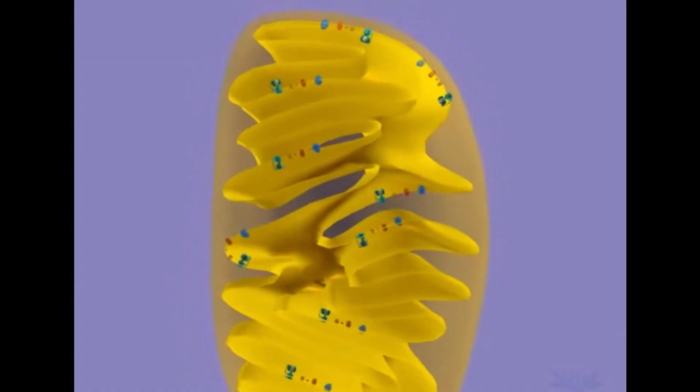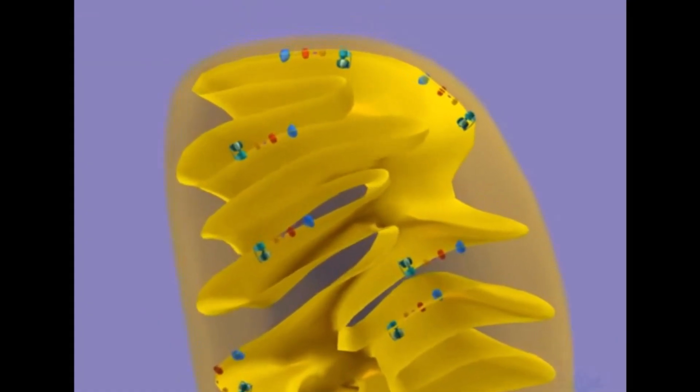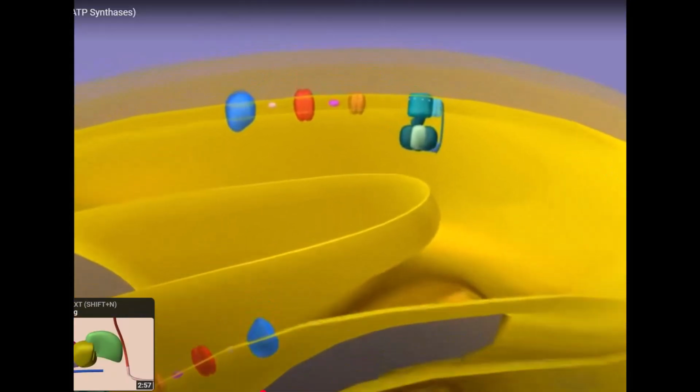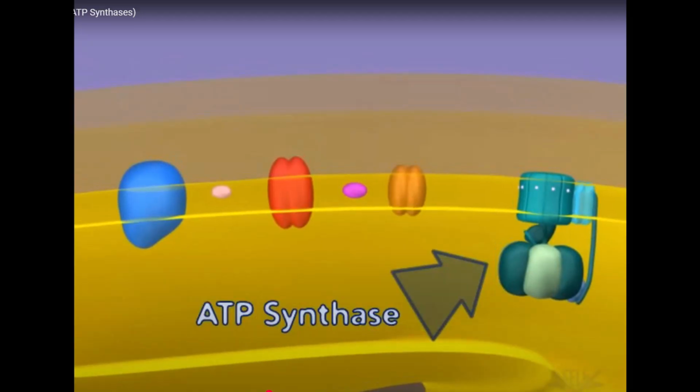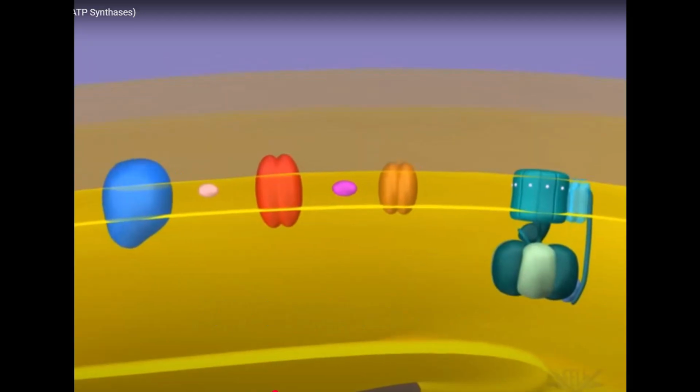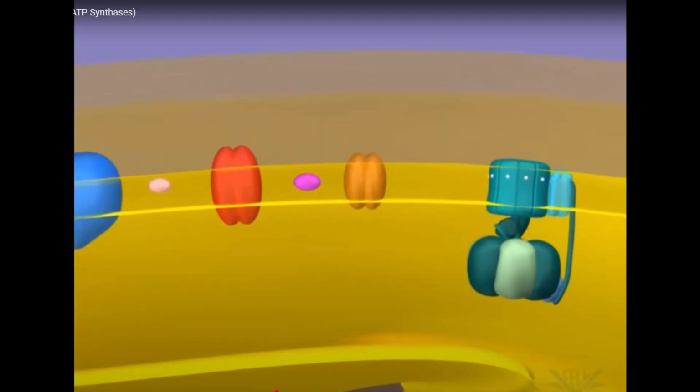ATP is synthesized by ATP synthase, a large complex of membrane-bound protein. Here we see ATP synthase, along with other membrane-bound proteins. So that's actually the electron transport chain and ATP synthase that they're showing you, and they're zoomed in on that mitochondrial cristae, that inner membrane in the mitochondria.